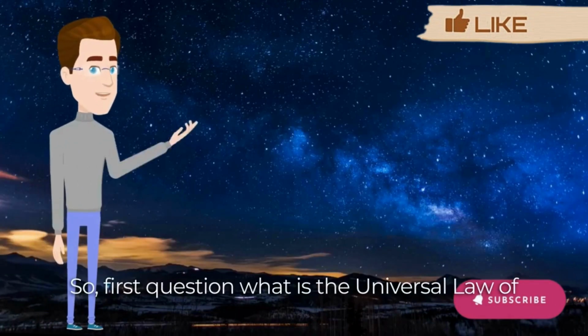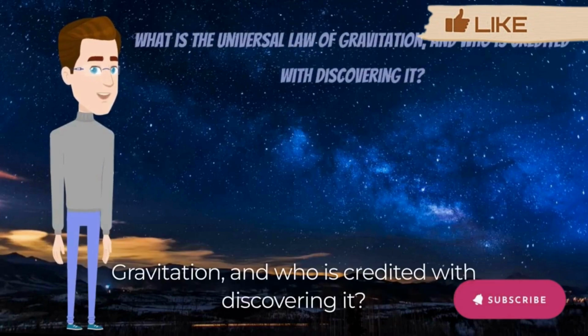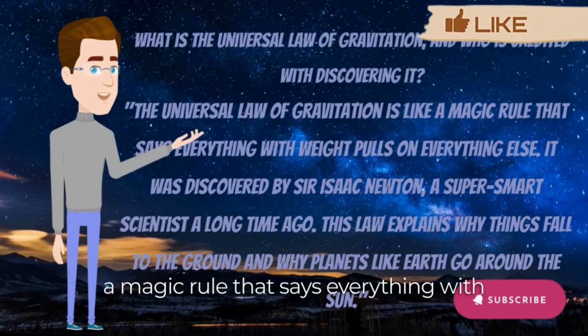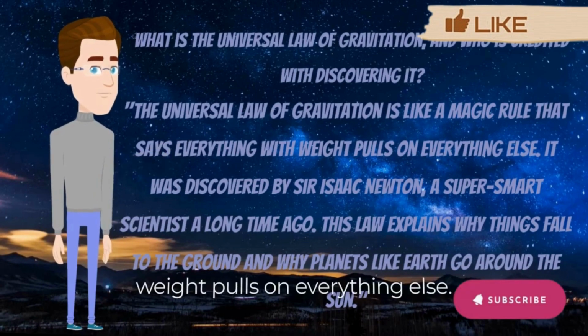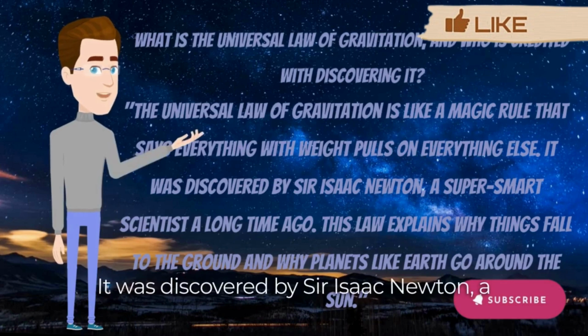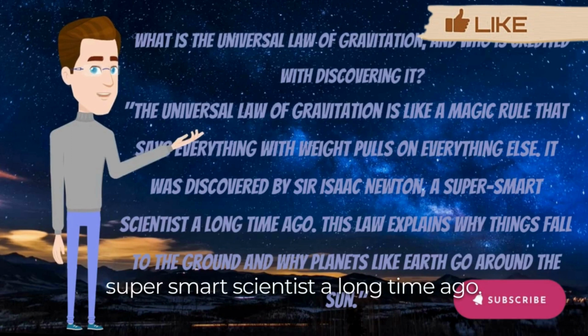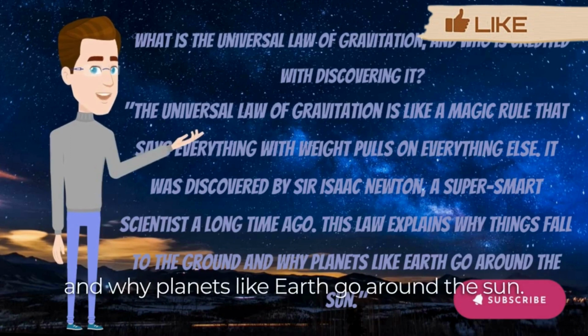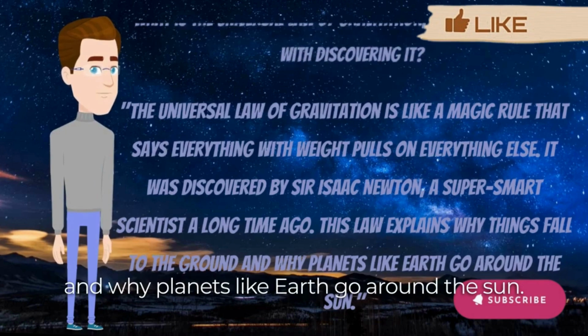So, first question, what is the universal law of gravitation and who is credited with discovering it? The universal law of gravitation is like a magic rule that says everything with weight pulls on everything else. It was discovered by Sir Isaac Newton, a super smart scientist, a long time ago. This law explains why things fall to the ground and why planets like Earth go around the sun.